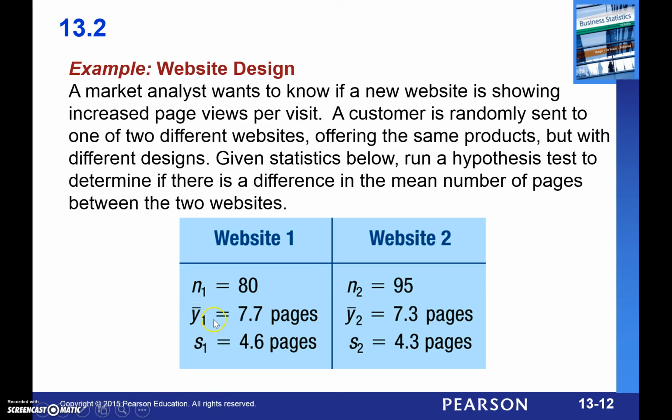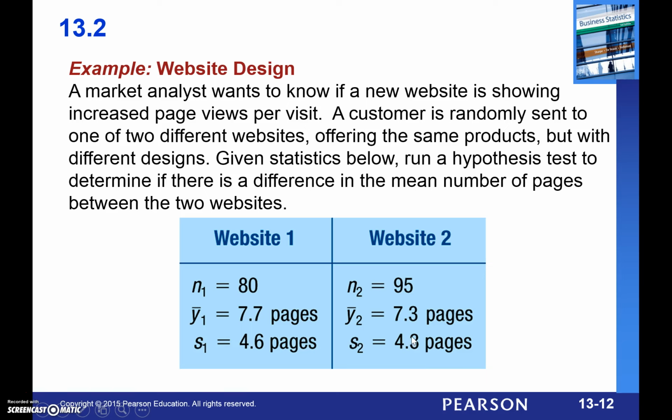The average number, or the mean number of pages viewed from website 1 was 7.7 pages. The mean number of pages viewed from website 2 is 7.3. Notice that's slightly different. The standard deviation of pages from website 1 was 4.6. The standard deviation of pages from website 2 is 4.3.